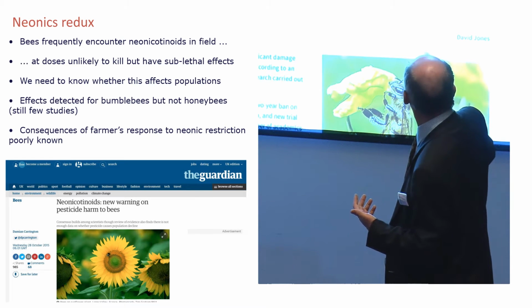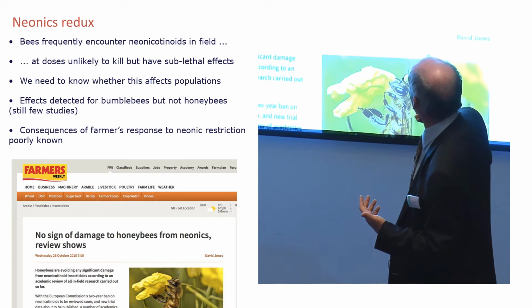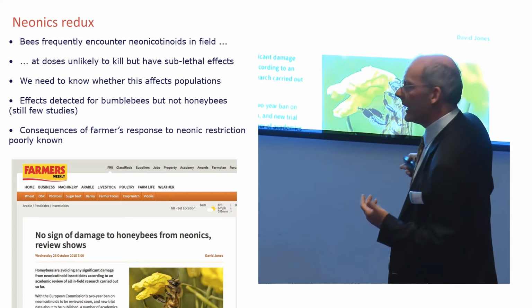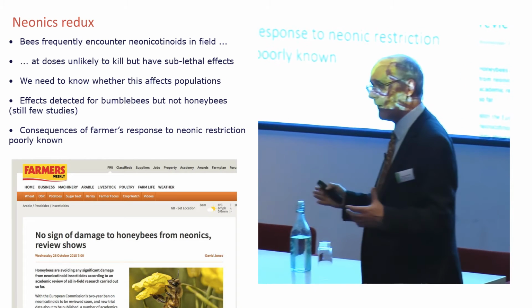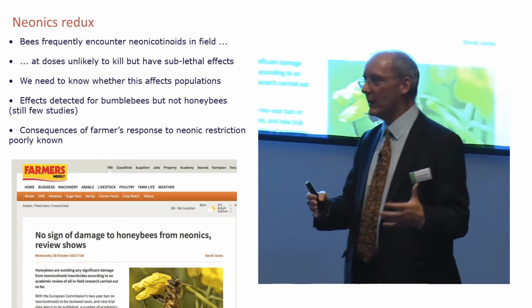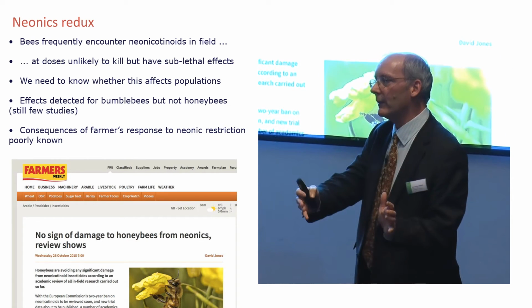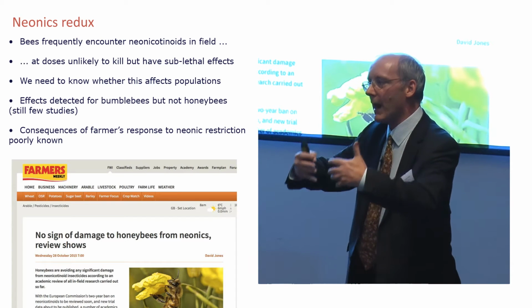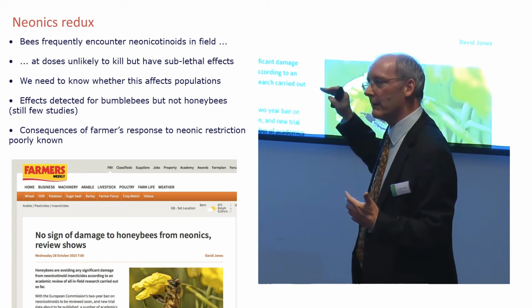One was by Damian Carrington in the Guardian. And look at the headline there: neonicotinoids, new warning on pesticide harm to bees. David Jones in Farmers Weekly: no sign of damage. Now, your first reaction, it's my first reaction, is to laugh. But actually, it was great. They both got the science absolutely right. And Carrington in particular explicitly then said, well, based on this science, we introduce our value judgments, our belief about the precautionary principle, and then came up with the different conclusions.